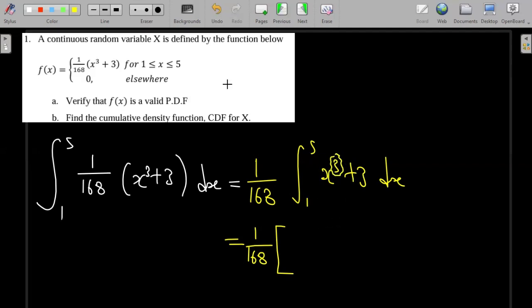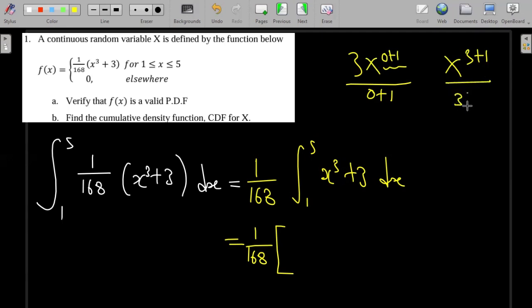So if I have 3, a constant, the way it is here, it means this one has x to the power 0. So to integrate it, we're going to add 1 to this power, and then divide by this new power, which is 0 plus 1. So here, on the x to the power 3, we're going to add 1 and then divide by the new power, which is 3 plus 1.